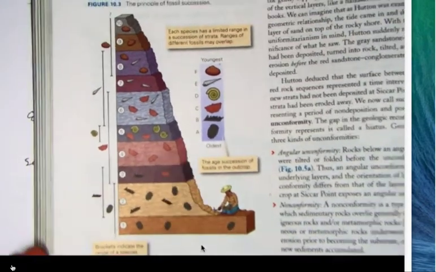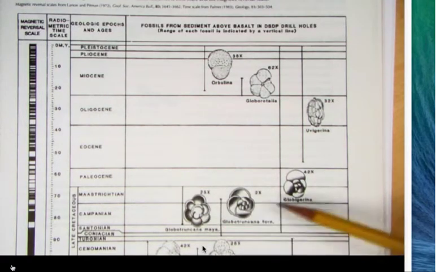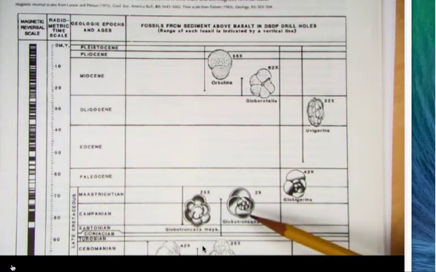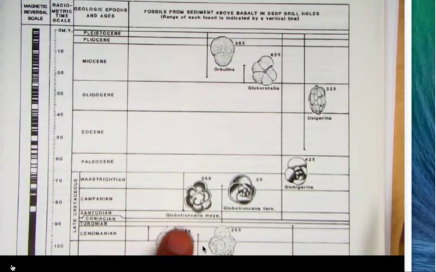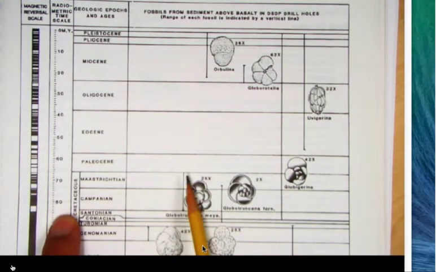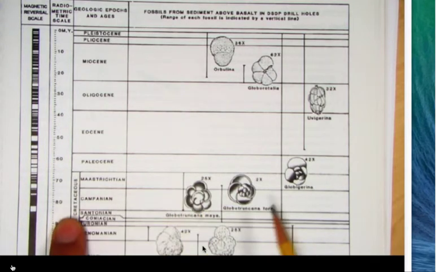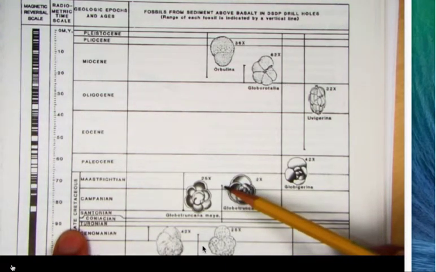Let's look at an example of fossil plankton. These fossil plankton are called foraminifera. So remember, the foraminifera are the amoebas with shells. And so these are the different foraminifera. They have various names. And note that these bars here represent the age ranges. For example, Globotruncana mayaroensis first appeared in the fossil record at a little over 80 million years ago and went extinct at about 65 million years ago up here. Whereas this foraminifera, Globotruncana fornicata, first appeared here almost 90 million years ago and went extinct about maybe 72 million years ago, right?